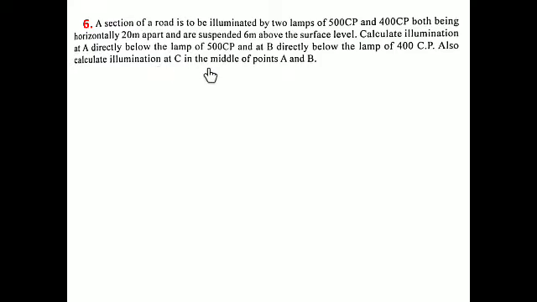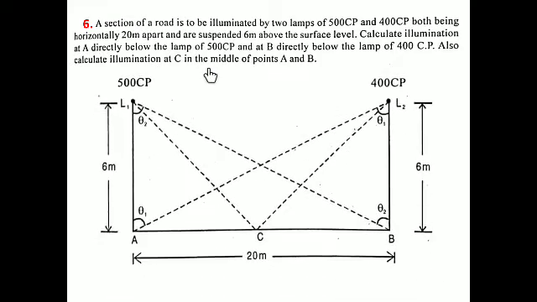So you have to draw a new diagram here. So this is the diagrammatic sector. So this is lamp 1. This is lamp 2. Consider lamp 1 will have 500 candle power. Lamp 2 will have 400 candle power. So these two lamps are separated by a distance of 20 meters. Now consider this is a point A.